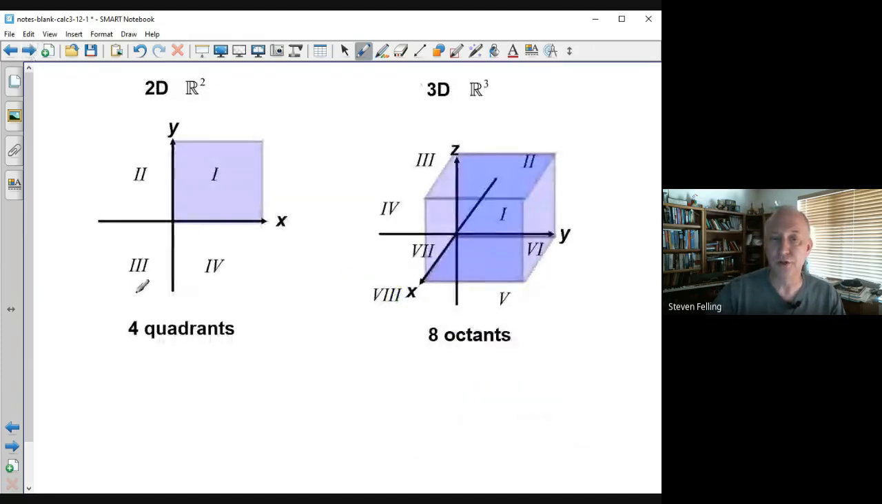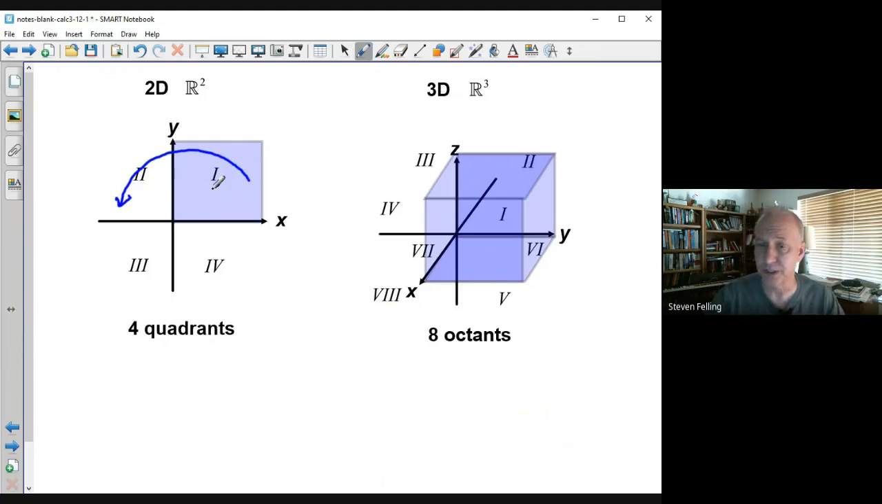Okay, so in 2 dimensions, we have 4 quadrants, right, where the variables are either positive or negative. If you think of it as going around this way, like where trig angles are defined: quadrant 1, quadrant 2, quadrant 3, quadrant 4, represented with Roman numerals.